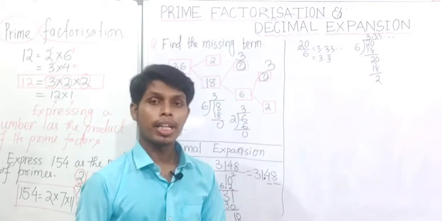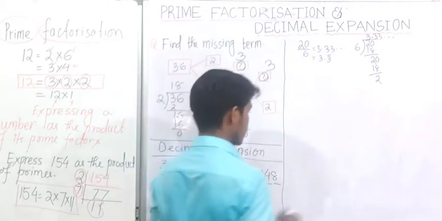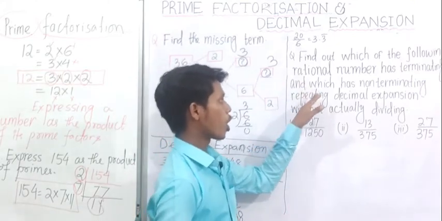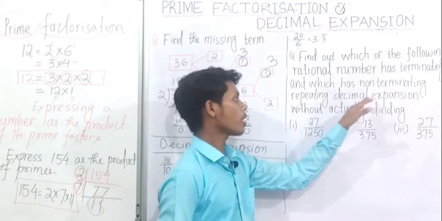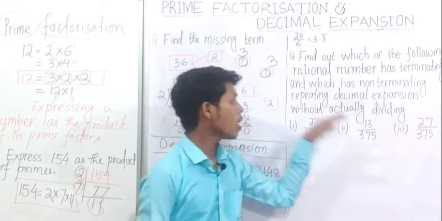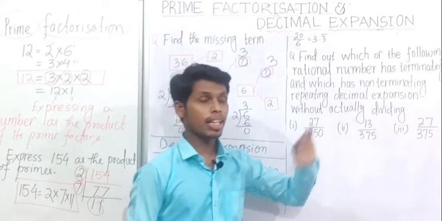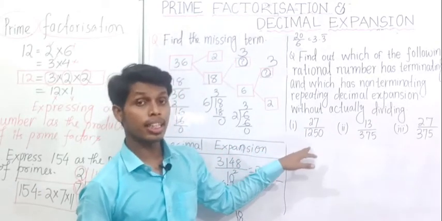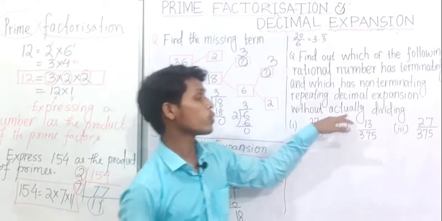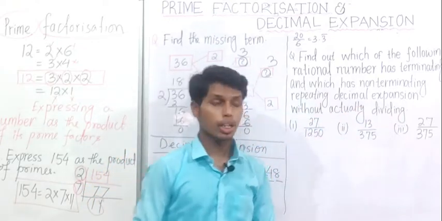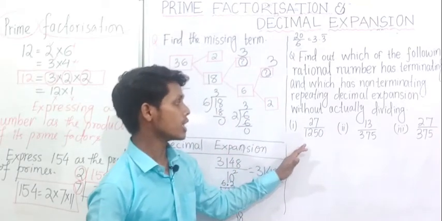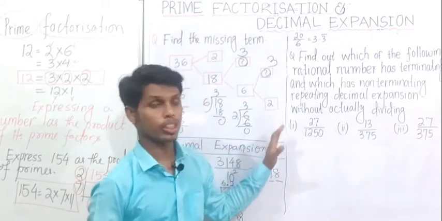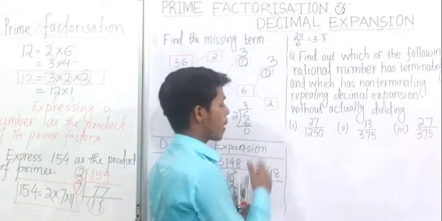So let's see by taking an example. The question here is, find out which of the following rational numbers has terminating and which has non-terminating repeating decimal expansion without actually dividing. As I had mentioned earlier, you have to identify these rational numbers' decimal expansion without actually dividing the numerator by the denominator. So how will we solve this? After solving these three, I am sure you will have mastery on this type of question. So let's solve the first one.